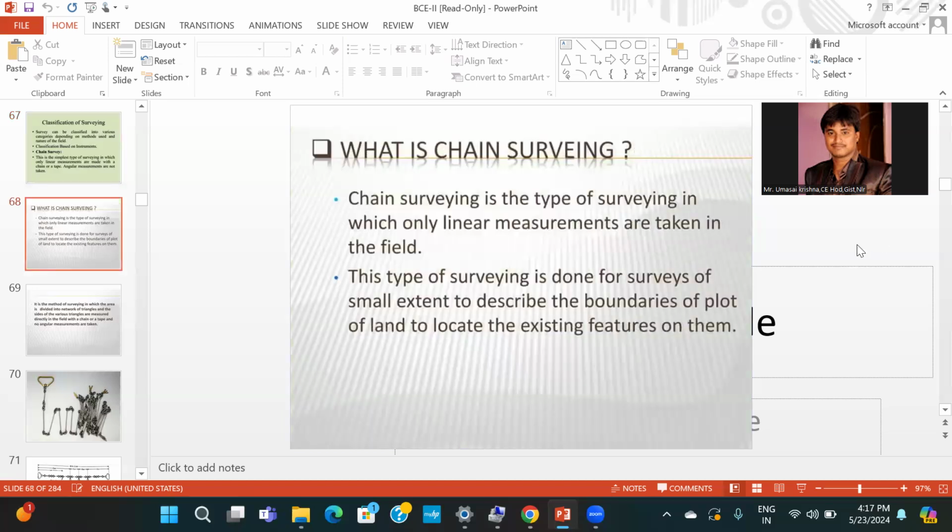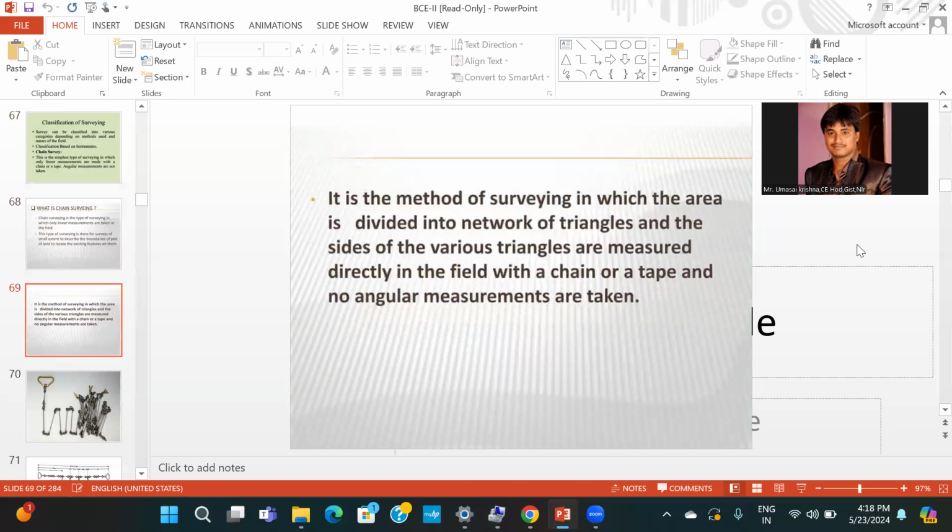So what is meant by chain surveying? It is a type of surveying in which we can take only linear measurements. This type of surveying is done for surveys of a small extent to measure the boundaries of a plot or a land and also to locate the existing features. In this method, we divide the total area into a number of triangles, where the triangles are measured directly in the field with the help of chain or tape.